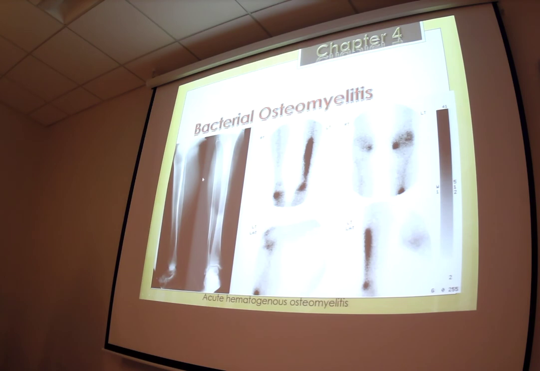So here you can see the acute metaphyseal osteomyelitis. So see a very large swelling of the leg. Here as well. This is the actual wet scan. You can see the black area of the infection.